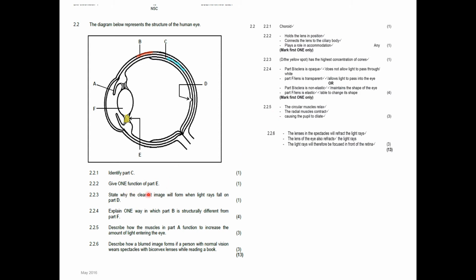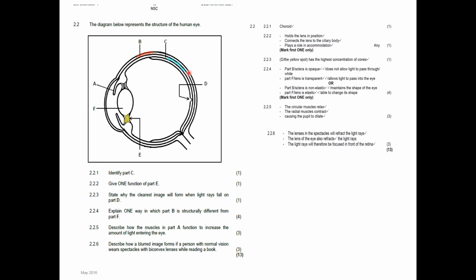Give one function of part E. I've colored part E in yellow, and it's the part that's holding the lens in place. So that can only be, of course, the suspensory ligaments. It holds the lens in place. The other answers are connects the lens to the ciliary body and plays a role in accommodation. So that's the other answers. It was just easy for me to remember holds the lens in place. So you can remember whichever one is easier for you. State why the clearest image will form when the light rays fall on part D.